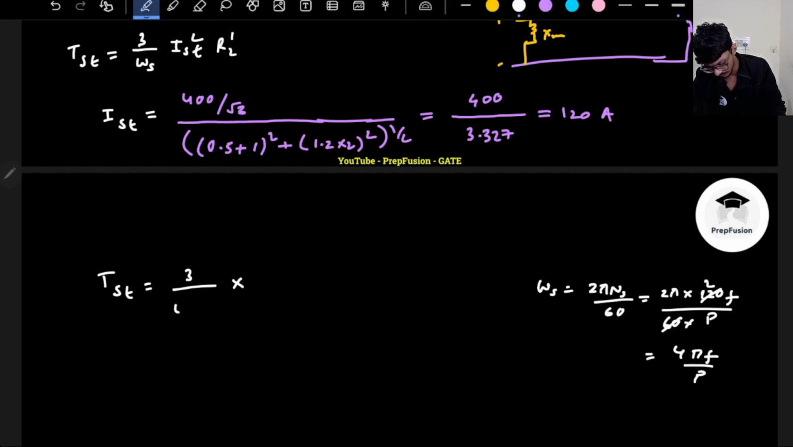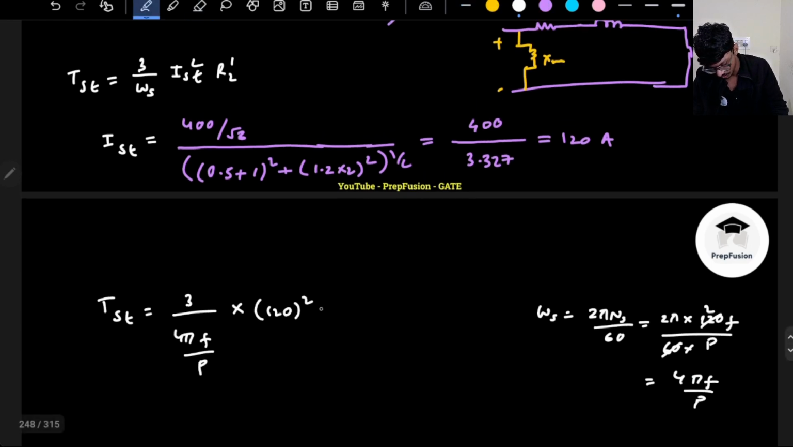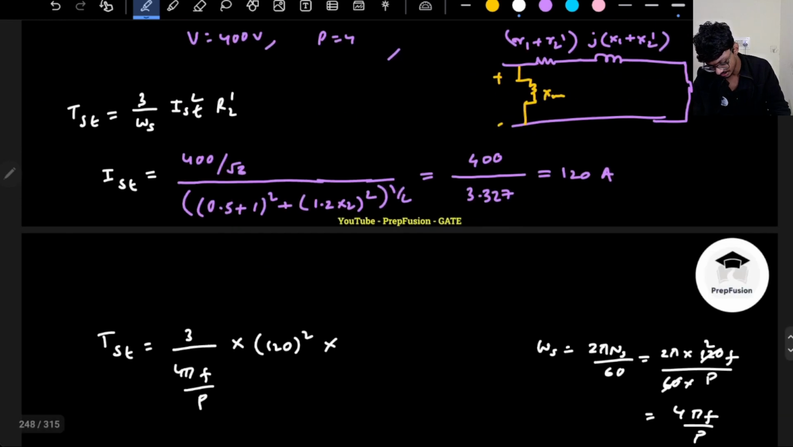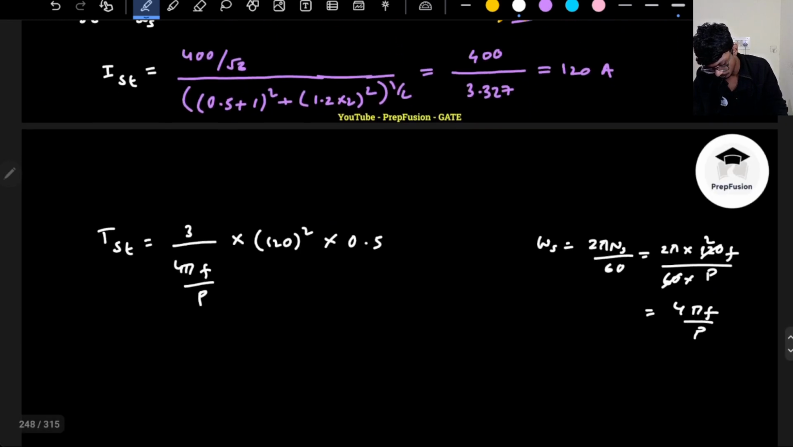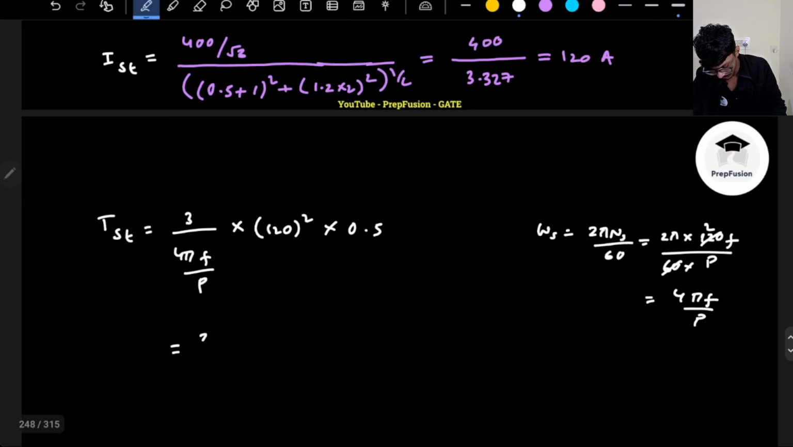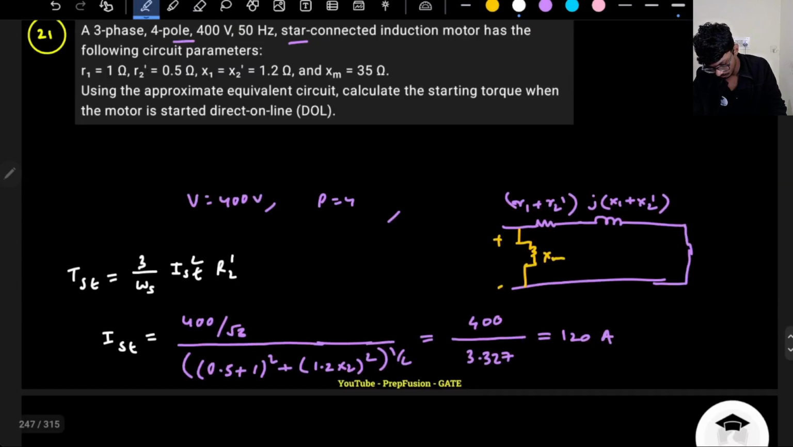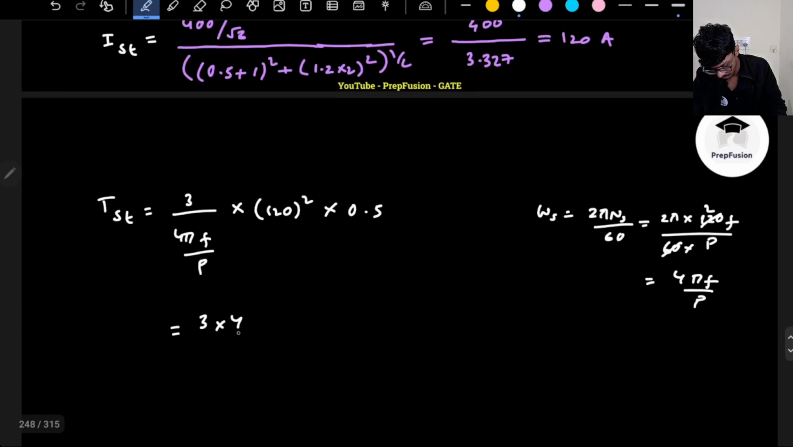So this I can change by 4 pi f by p into whatever the starting current, that is 120 whole square, into the resistance. Resistance is R2 dash, that is 0.5. Okay. So from here this will be 3 into pole. Pole, number of poles, we have 4 poles. It is a 4 pole machine. 4 divided by 4 pi into 50 into 120 square into 0.5.